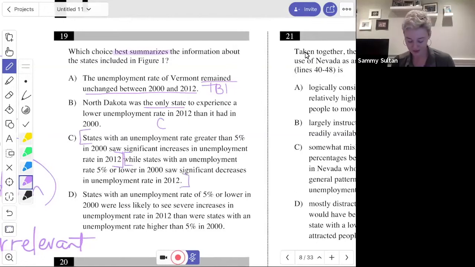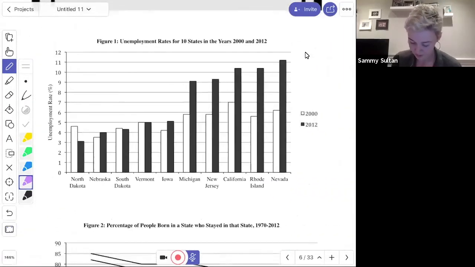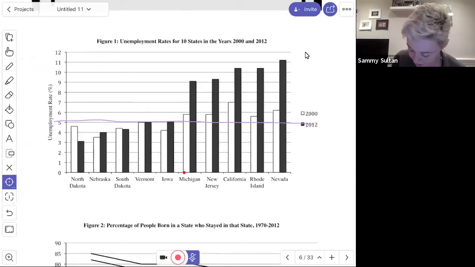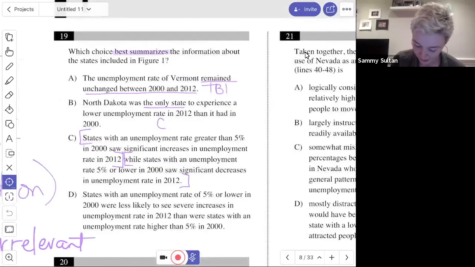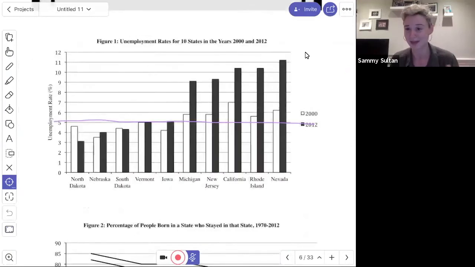Okay, first, states with an unemployment rate greater than 5% in 2000 saw increases in unemployment in 2012. Let's check that out. Okay, so greater than 5% in 2000. So that's pretty much everything from Michigan to the right. All of these had an unemployment rate above 5% in 2000. And yeah, what we're checking for, again, is a significant increase in unemployment in 2012. Kind of vague, just a significant increase, not to anywhere in particular.